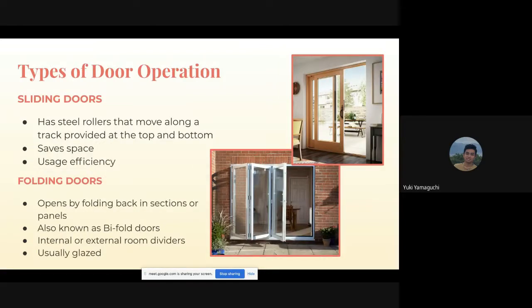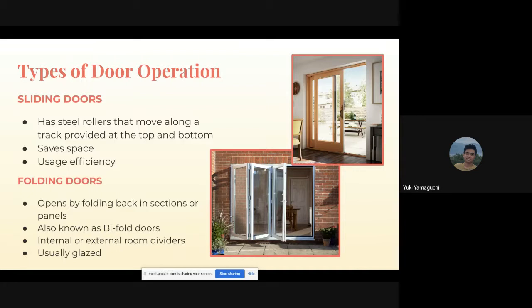So now moving on to types of door operation. Door operation is basically how the door moves. First, we have the sliding door. Sliding doors have steel rollers that move along a track provided at the top and bottom. This allows space to be saved and it's also usage efficient.